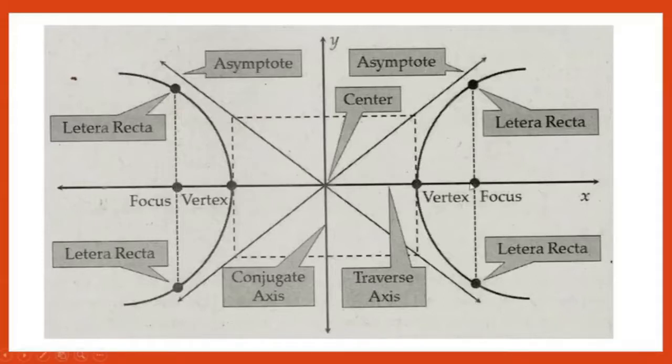We have the focus. From focus to focus, ang distance niya is 2c. We have the lateral recta, which is equivalent to the length of lateral recta is 2b squared over a. So, okay. So, yan yung mga parts of a hyperbola. Napakalaga ng lahat nito in sketching the graph of a hyperbola.